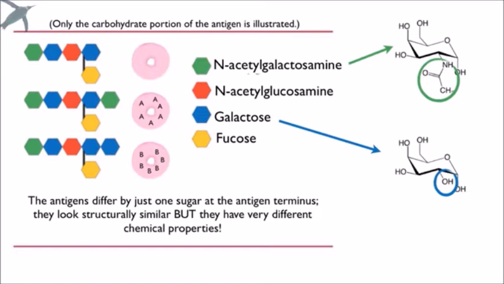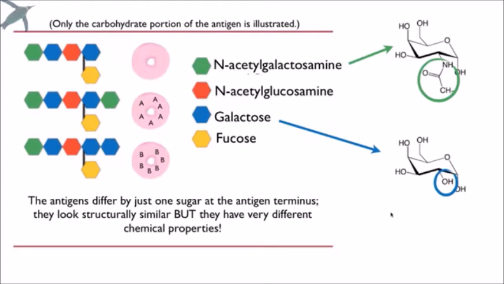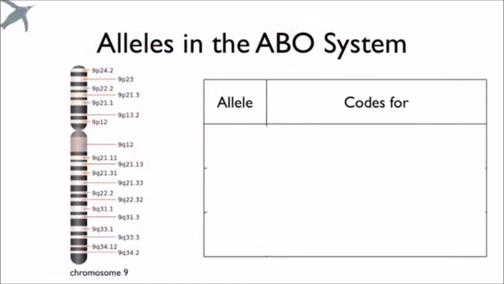They have different properties. This group is a hydrogen bond acceptor, while the hydroxyl group is a hydrogen bond donor. So the point is that they do have different chemical properties, even though they look similar.